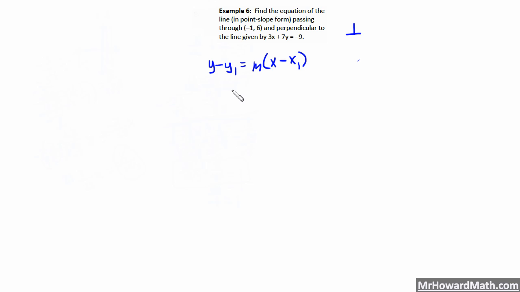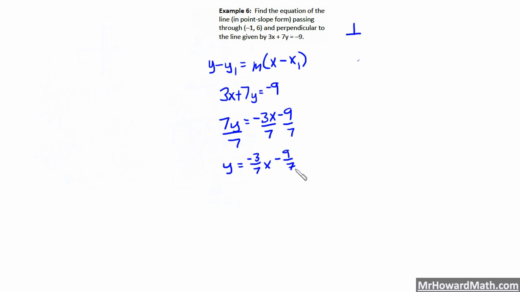So first thing we need to do is find the slope of this line. We always find the slope of a line by getting it in slope-intercept form, which reveals the slope. Alright, so we need to get the x on the opposite side of y here, so that 7y equals -3x minus 9. I just subtracted 3x from both sides. Then we need to divide everything by 7. And that gives us y equals -3/7 x minus 9/7. Okay, we don't care anything about this y-intercept here. We only wanted the slope, and that would be -3/7.